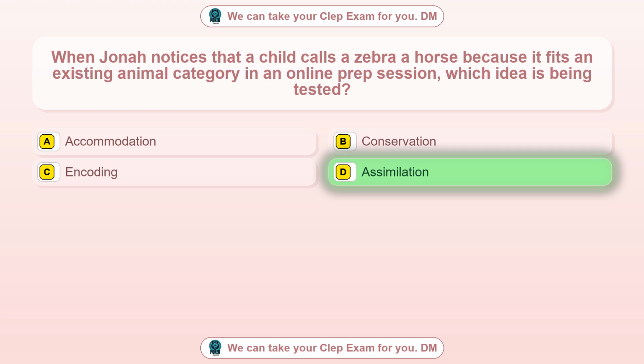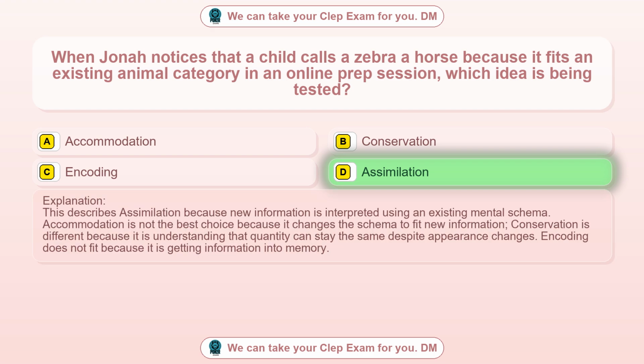Assimilation. This describes assimilation because new information is interpreted using an existing mental schema. Accommodation is not the best choice because it changes the schema to fit new information. Conservation is different because it is understanding that quantity can stay the same despite appearance changes. Encoding does not fit because it is getting information into memory.